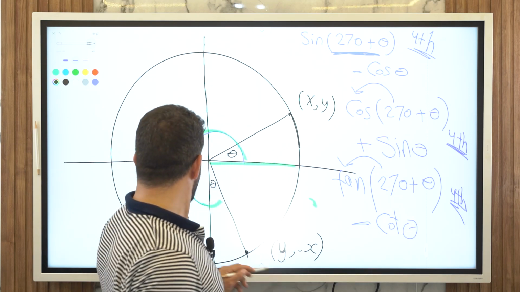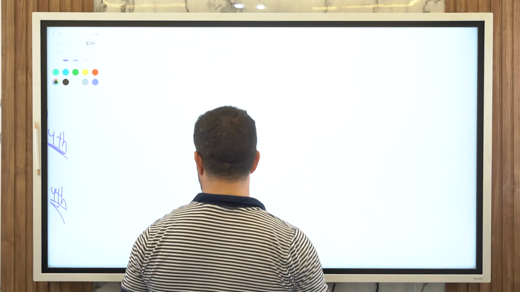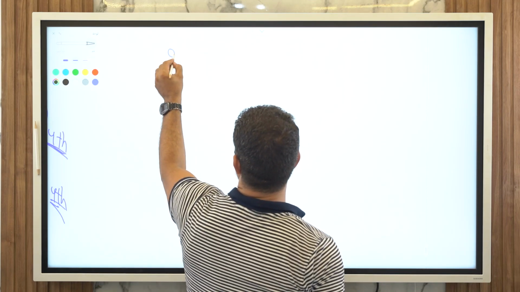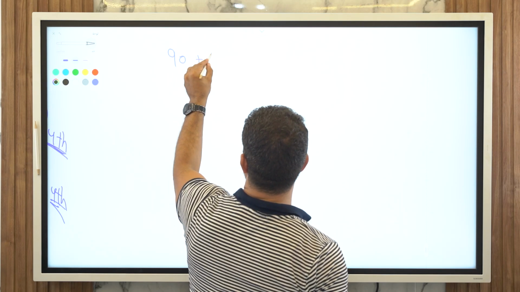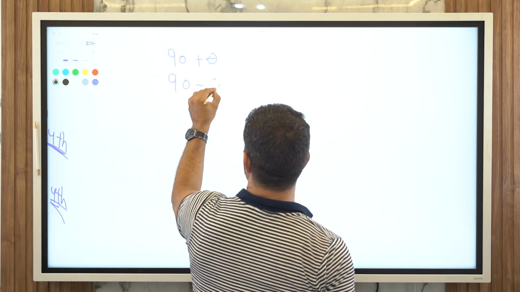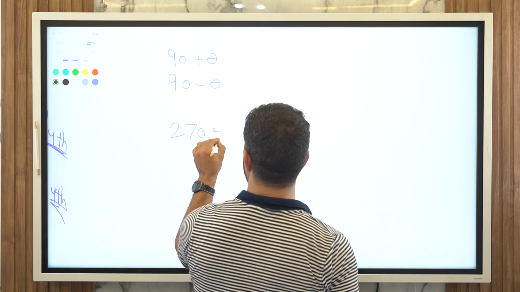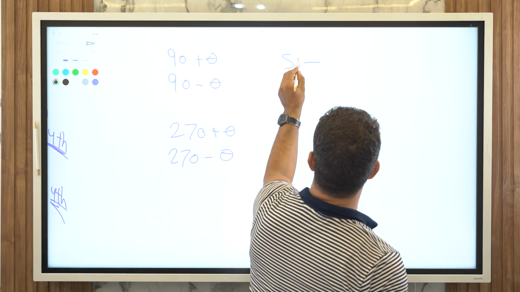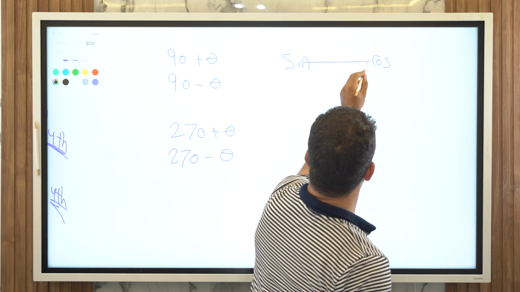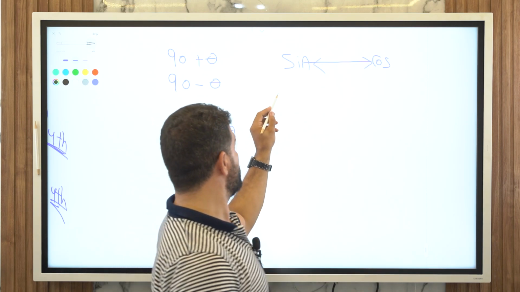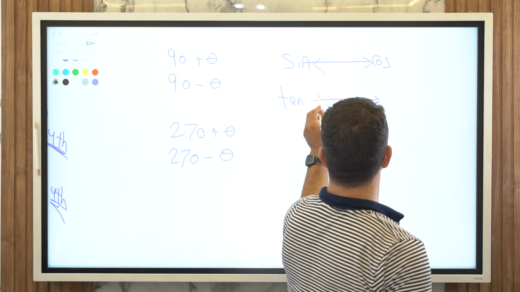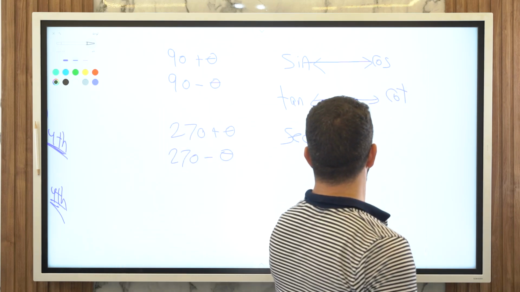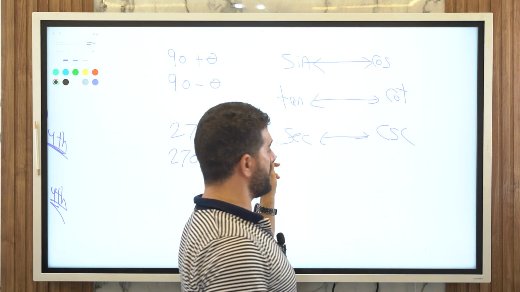So let's generalize what we have studied in related angles. 90 plus theta, 90 minus theta, 270 plus theta, 270 minus theta: changes from sine to cosine and from cosine to sine, from tan to cotangent and from cotangent to tan, and from sec into cosec and from cosec into sec.